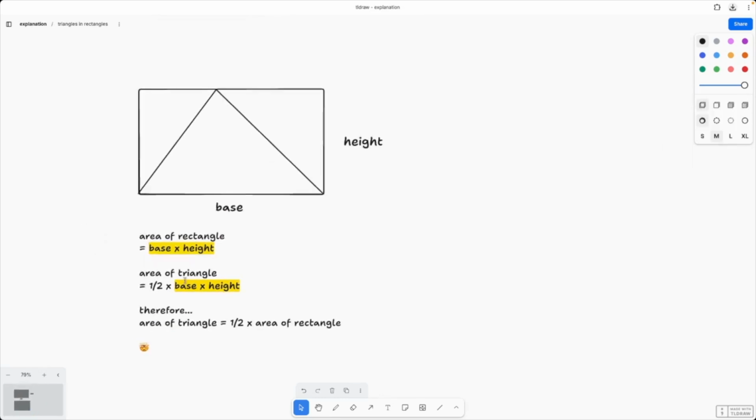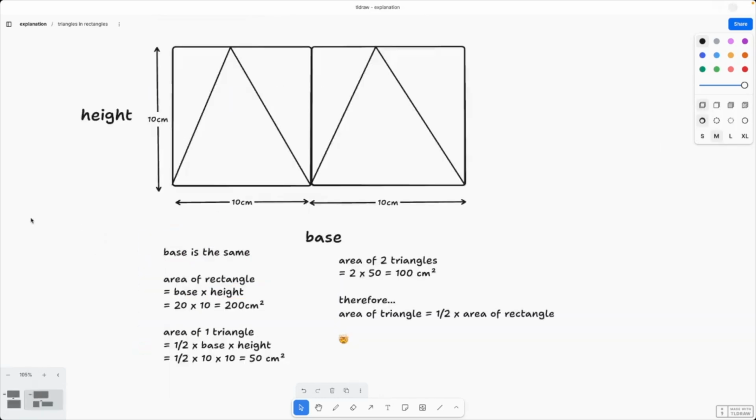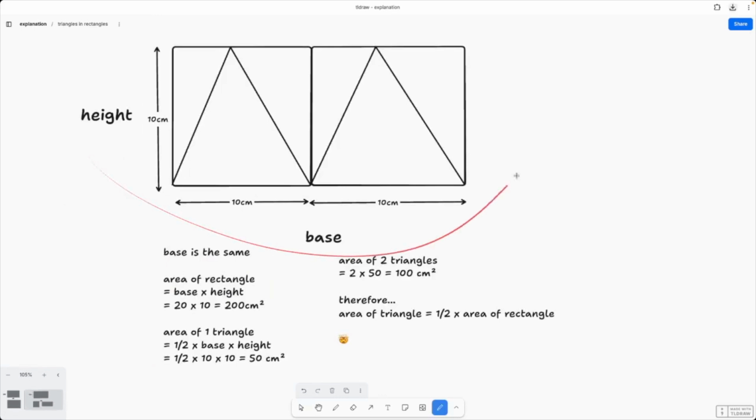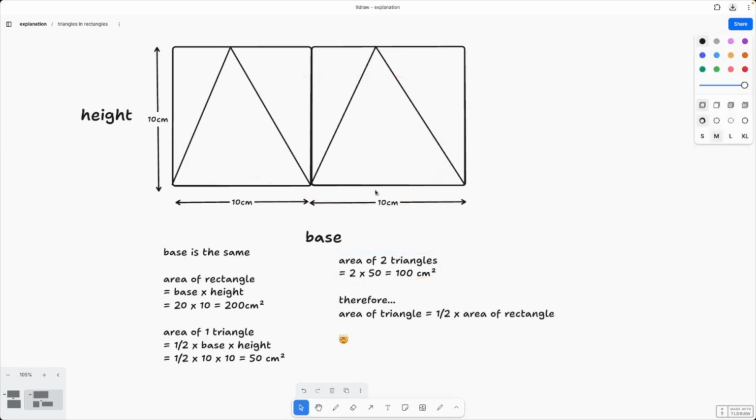Now you see that we have two triangles and in a way two squares, and it forms a rectangle. Let's say the base is the same. The area of the rectangle is 10 times 20, which is 200 centimeters squared. The area of a triangle is half times base times height, which is half times 10 times 20, which is 100. So the area of the two triangles in this rectangle is 100 centimeters squared. Therefore, the area of the triangles is half.